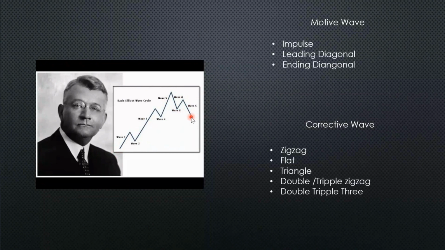So it becomes more complicated when he uses impulse waves, leading diagonals, ending diagonals, anything to get you from A to B. An impulse wave has 5 legs to it. Leading diagonal also has 5, ending diagonal also has 5, but it becomes much more complicated. All you need to know is motive means that you're getting from A to B. There's a movement there. There's a journey that needs to go. It's a trend going. And the correction is people taking some profits as they're going.